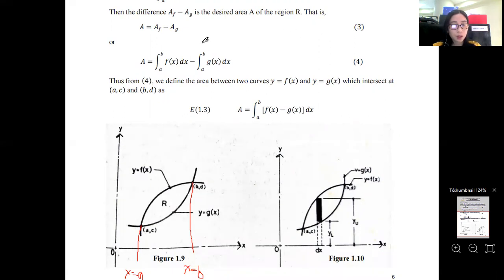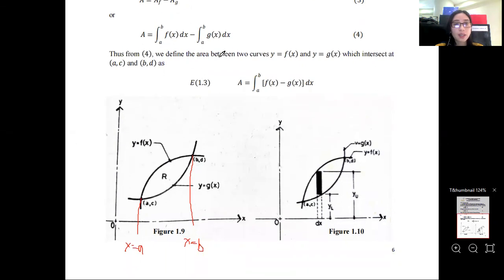So using the equation from the previous topic, the area under a curve, now we have area is equal to the integral of f of x dx from a to b minus the integral of g of x dx from a to b. So that is now our equation number 4. So thus, from equation number 4, we define the area of two curves y is equal to f of x and y is equal to g of x, which intersect at A, C and B, D.